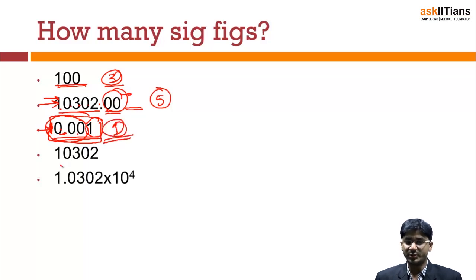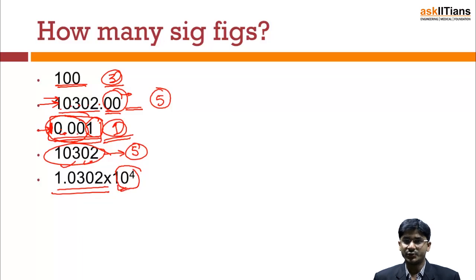Now if you see, these zeros are in between. So they come in the counting of the significant figures. So they are 5. Now if you see here, these are 4. But we don't take into account for the significant figures the power of the values. So the number of significant figures here is again 3 to 5. Zeros are in between, so we count them.